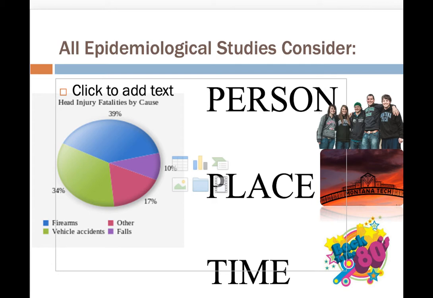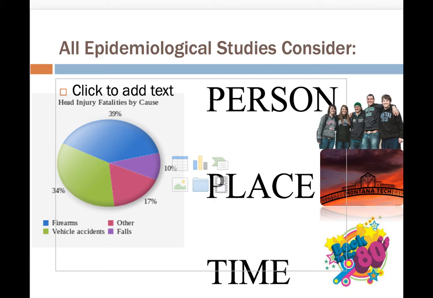Epidemiological studies are always considering person. What's the population that's being studied? The demographics of that population. The place. Well, where is it occurring specifically? Across the entire United States or in Butte, Montana? And also the time. Is it a single point in time or a period in time? So these concepts of person, place, and time are important when we're looking at both analytical studies, but more so descriptive epidemiology studies.